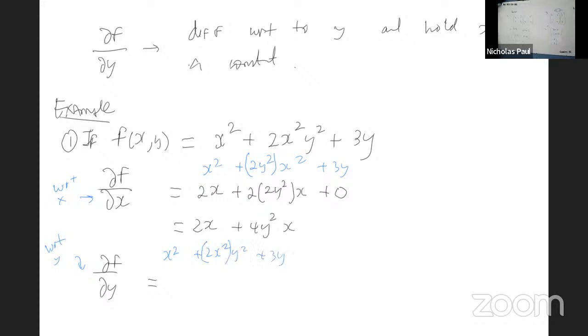The differential of x squared will be 0, because remember, with respect to y. The differential of 2x squared y squared: bring down the 2, keep the 2x squared as a constant, and minus 1 from the power. And the differential of 3y is 3. So you're going to get 4x squared y plus 3.